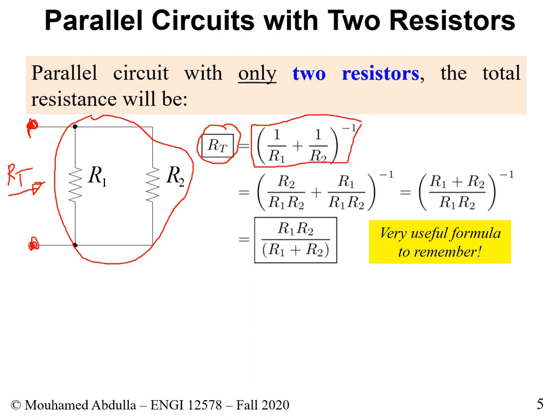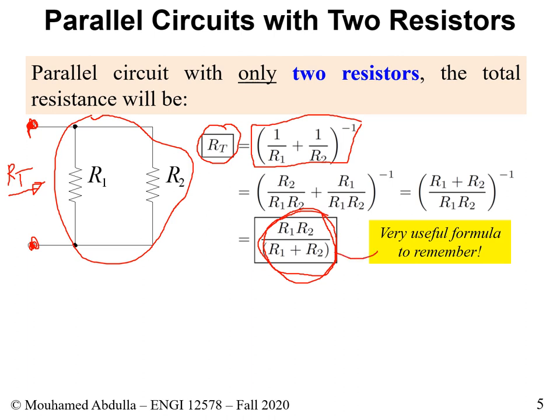But sometimes it might be easier to work it through, maybe put them under the same denominator. They both have R1, R2, and so you could add the numerators together, then you flip it, and this is what you get. This is actually very easy to remember. When you have two resistors that are placed in parallel, you multiply them on top and you add them in the bottom. So you do a ratio of multiplication on top, addition in the bottom.